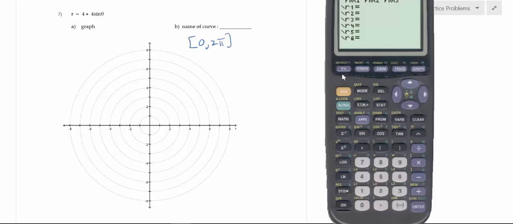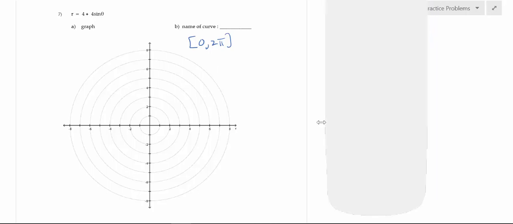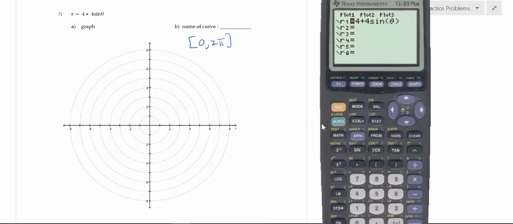So we're going to go y equals, put in 4 plus 4 sine theta. It's real helpful on this problem, before we graph this, if you know that this is a cardioid. The other thing that's helpful is that since there's a sine, the dimpling of that cardioid is on the y-axis. It's going to be like Pac-Man eating the y-axis like that.